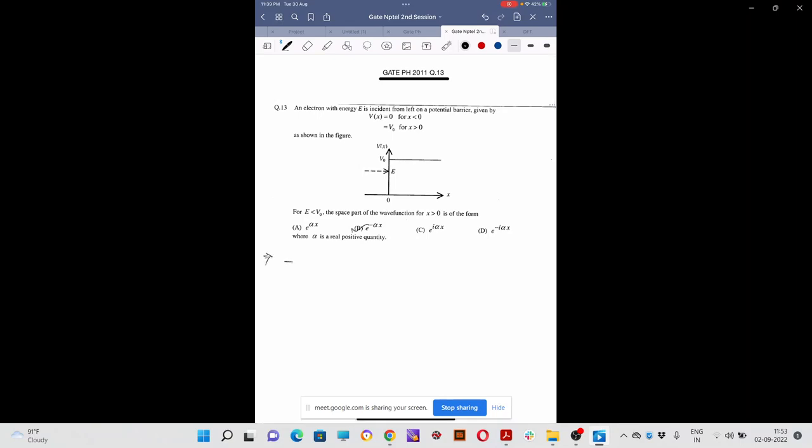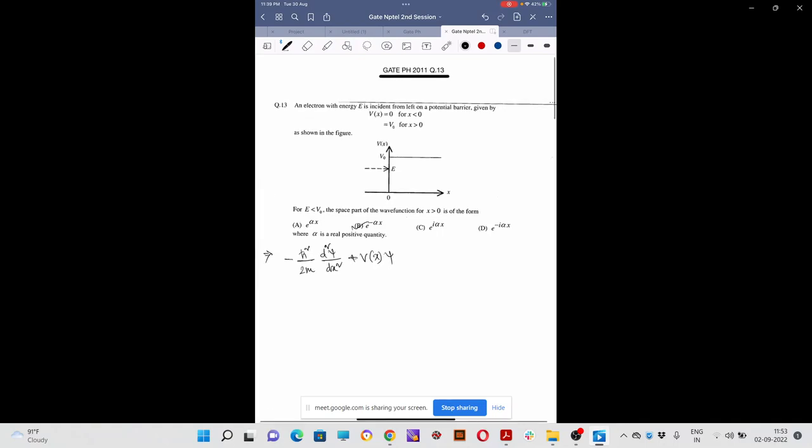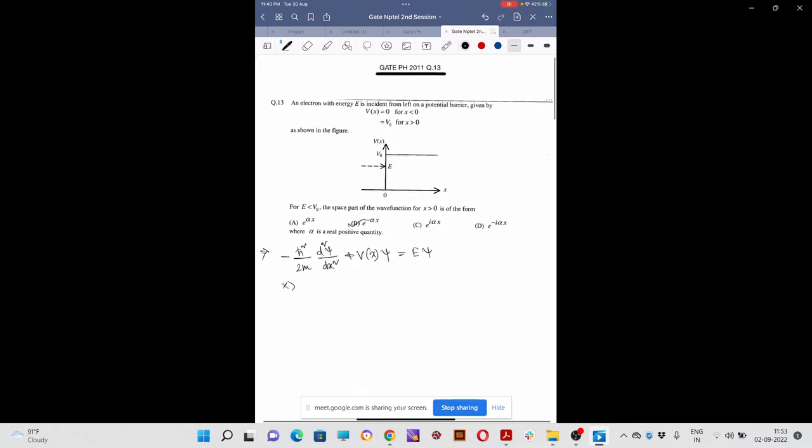The one-dimensional Schrodinger equation is given by this one plus V(x) psi, where V, the potential, is dependent on the x coordinate, equal to E psi. We are asked to find the wave function for x greater than 0. So for x greater than 0, the potential V(x) equals V0. We'll put this in the Schrodinger equation.